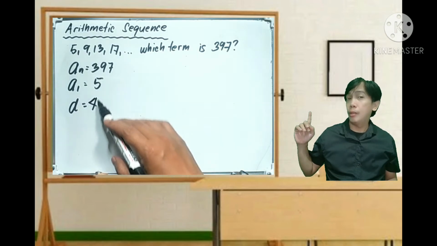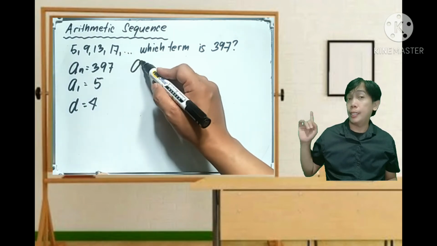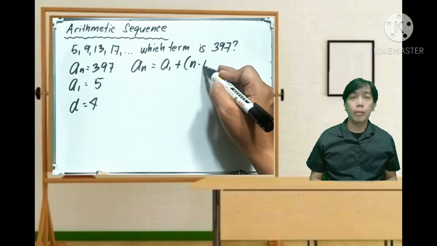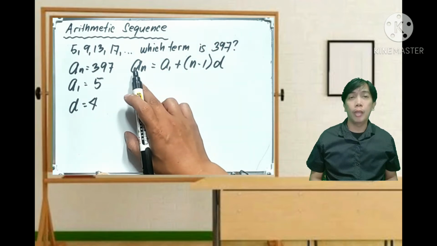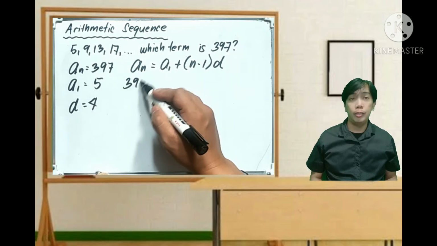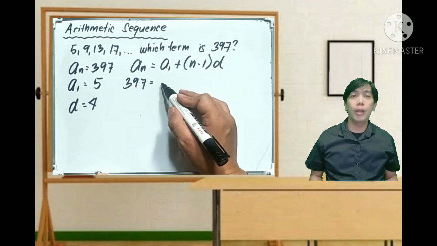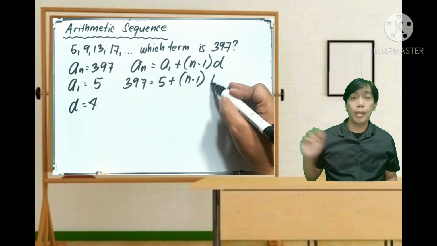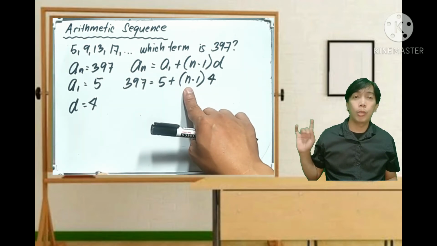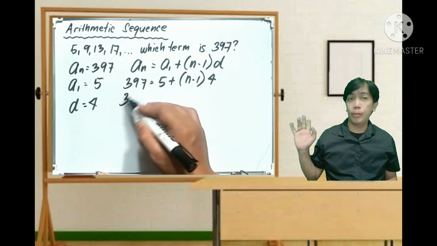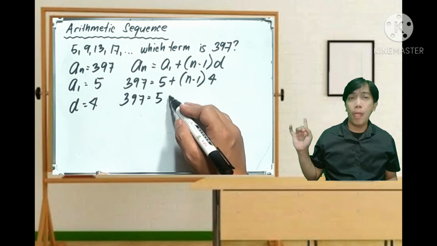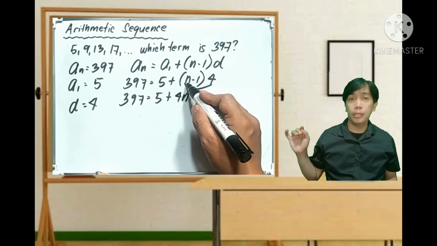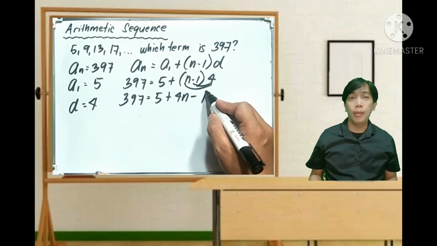We will now substitute the following values in the formula. A sub n is equal to a sub 1 plus the quantity n minus 1 times d. Our a sub n here is the last term, which is 397, is equal to a sub 1, the first term, 5, plus n minus 1, times d, our common difference, which is equal to 4. So again, our unknown is the value of n. So 397 is equal to 5. Let us now distribute. n times 4, that is 4n. Negative 1 times 4, that is negative 4.